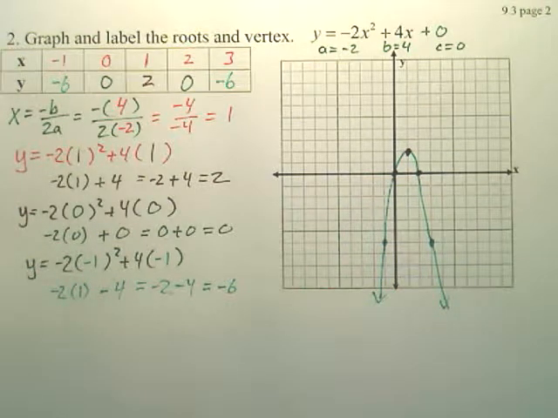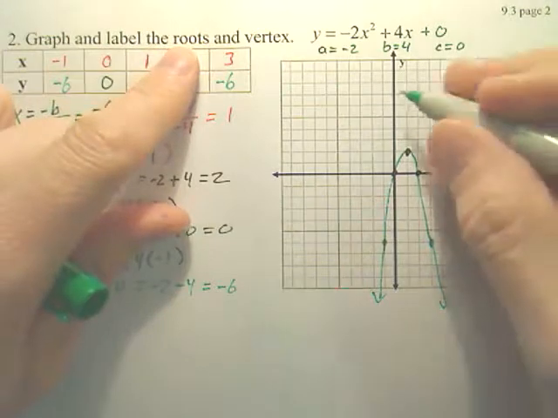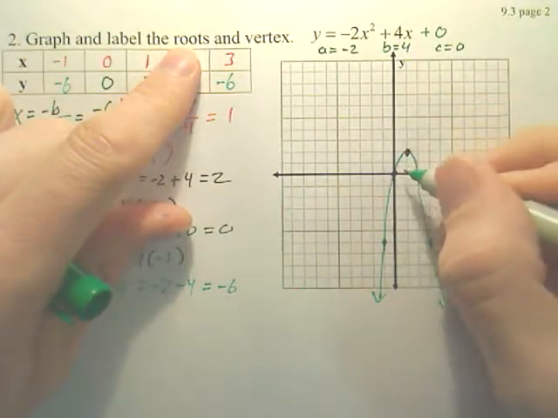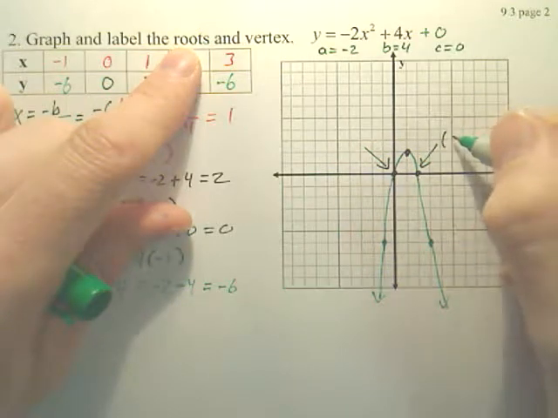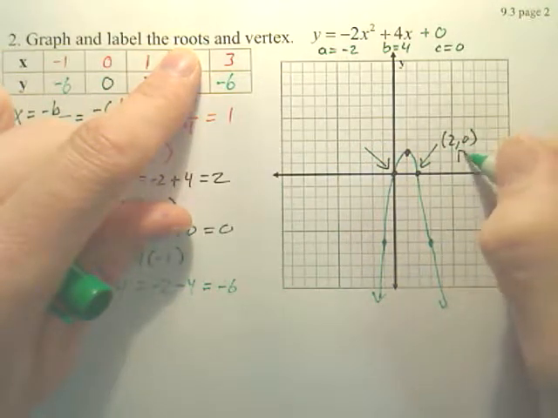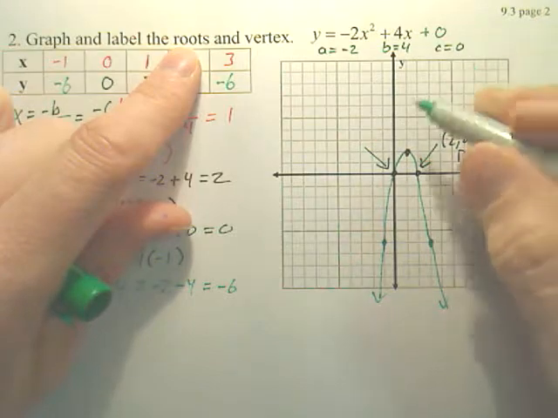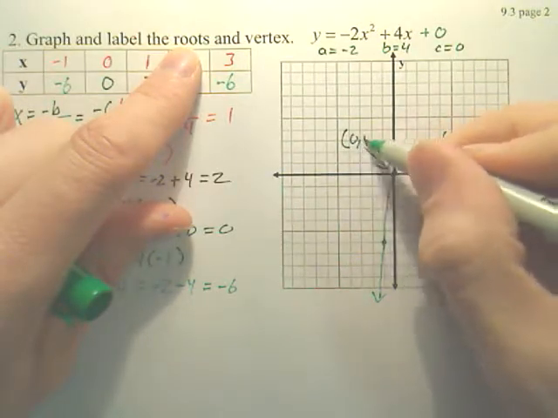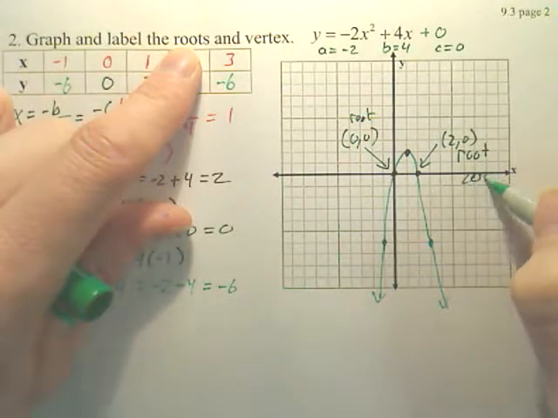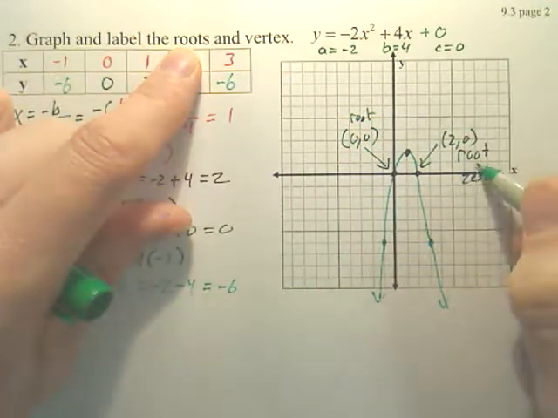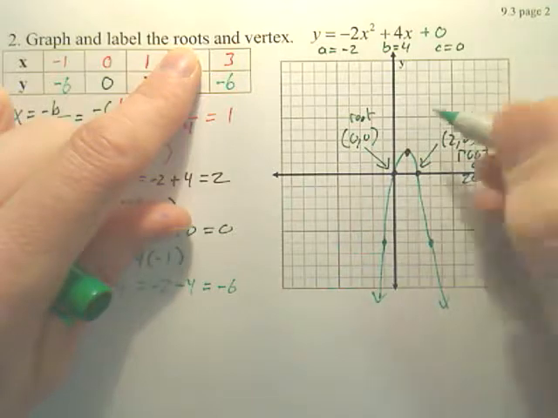Alright, there's our parabola. And we want the roots. Well, the roots look like they're going to be this one and this one. So this right here is 2, 0. That's a root. And this one's going to be 0, 0. That's also a root. By the way, roots can also be called zeros. Roots or zeros, either one.